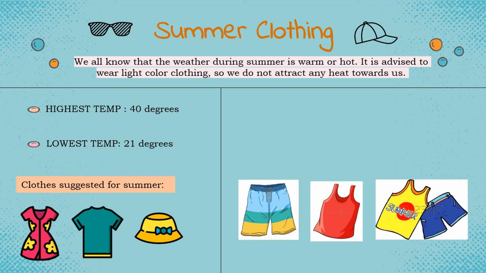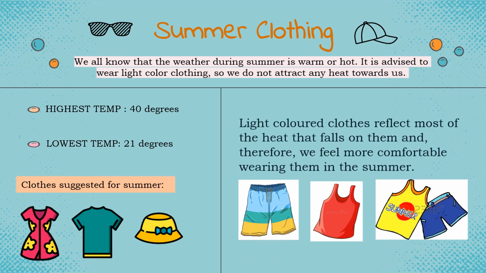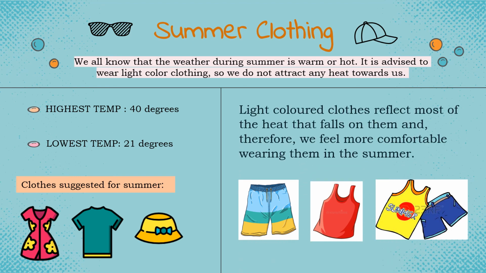Lighter clothing like dresses or flowy materials that can let some air in, or just simple shirts. Light colored clothes reflect most of the heat that falls on them, and therefore we feel more comfortable wearing them in the summer. So if you're wearing white, it's going to reflect more heat off of you, and that's going to keep you cooler in the summer.